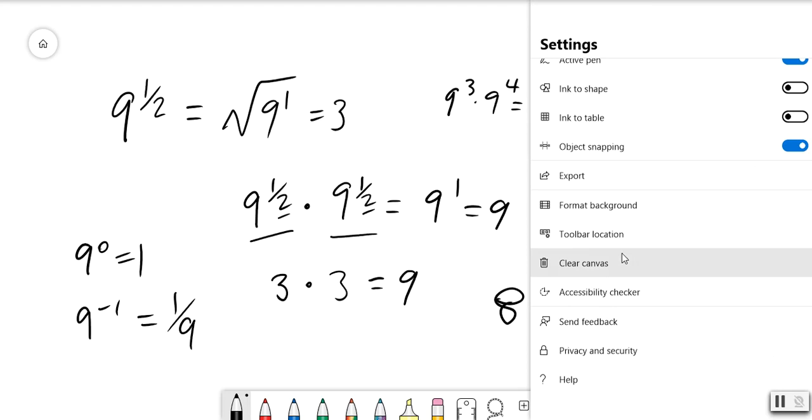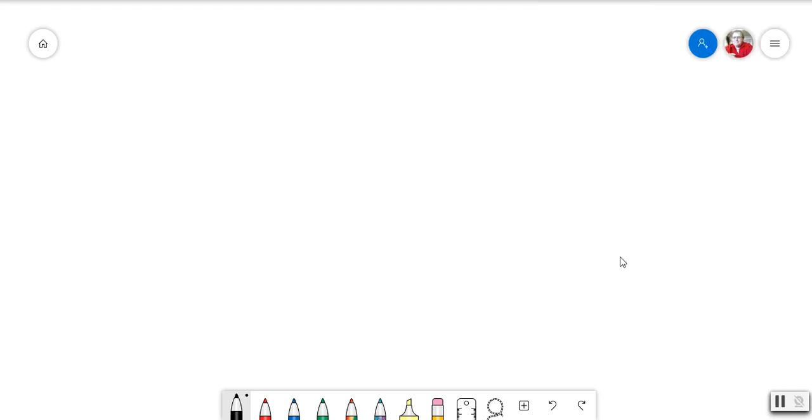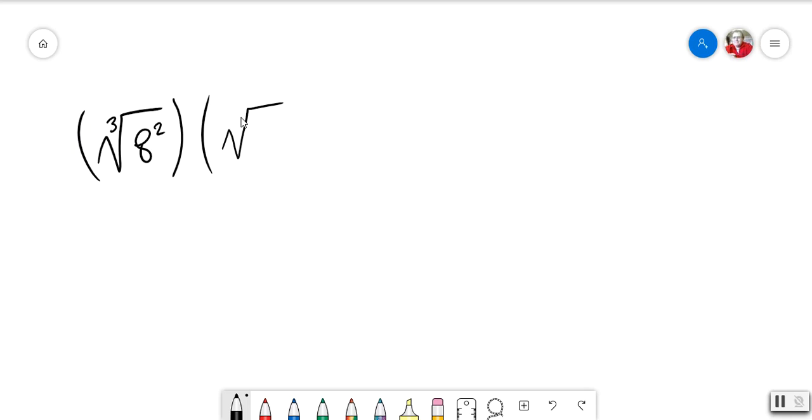Why do we want to use these fractional exponents in general? What's the purpose of them? They actually do, believe it or not, make life easier in some circumstances. Suppose I wanted to say the 3rd root of 8 squared times the 5th root of 8 cubed. What a monstrosity that is.